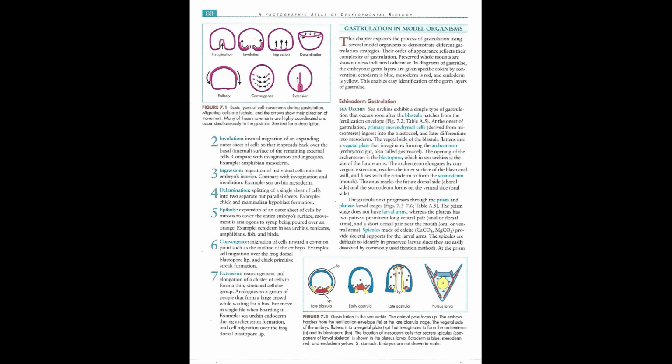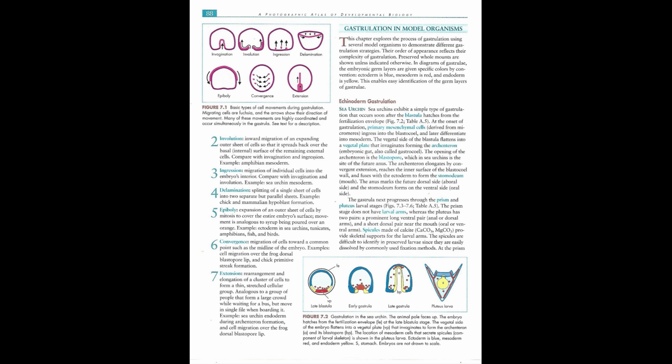Example, sea urchin mesoderm. Delamination: splitting of a single sheet of cells into 2 separate but parallel sheets. Example, chick and mammalian hypoblast formation. Epiboly: expansion of an outer sheet of cells by mitosis to cover the entire embryo's surface. Movement is analogous to syrup being poured over an orange. Example, ectoderm in sea urchins, tunicates, amphibians, fish, and birds.